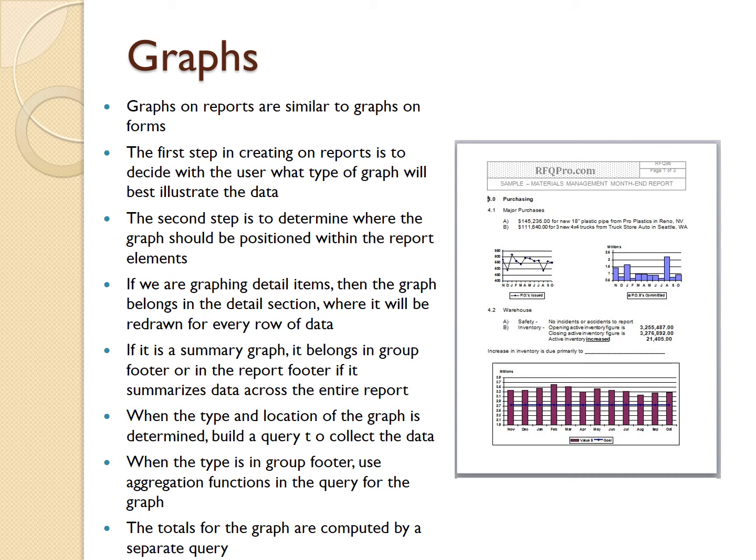When the type and location of the graph is determined, build a query to collect the data. When the graph is in the group footer, use an aggregate function in the query for the graph. The totals for the graphs are computed by a separate query.